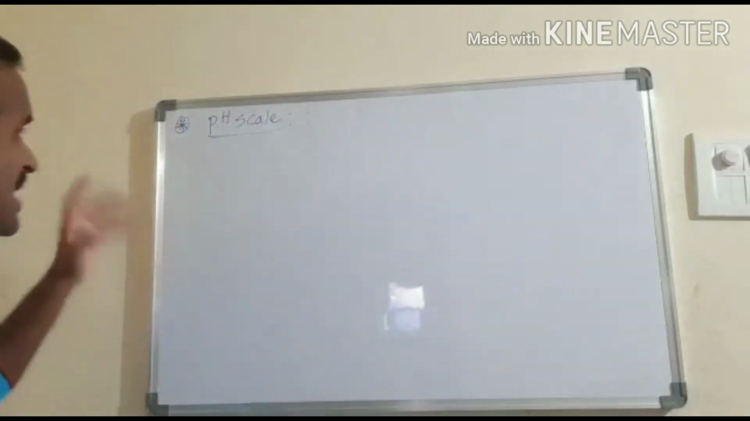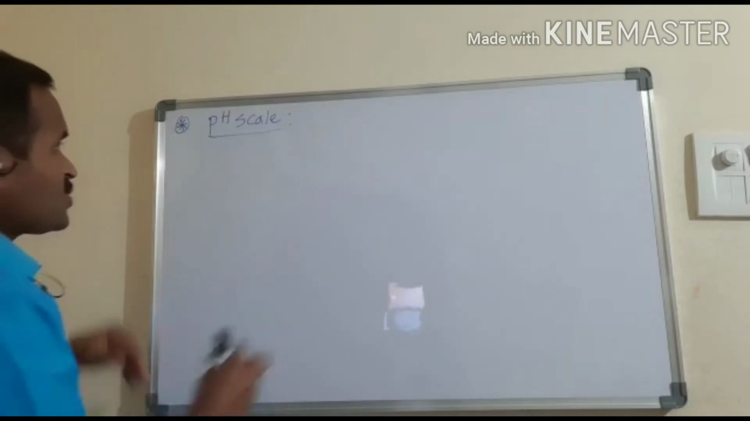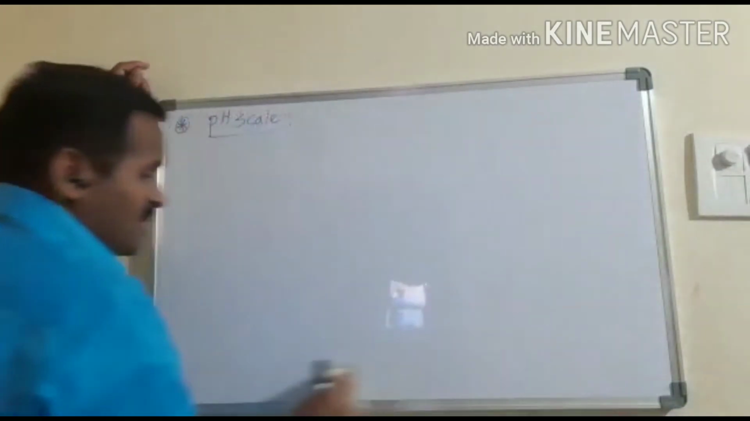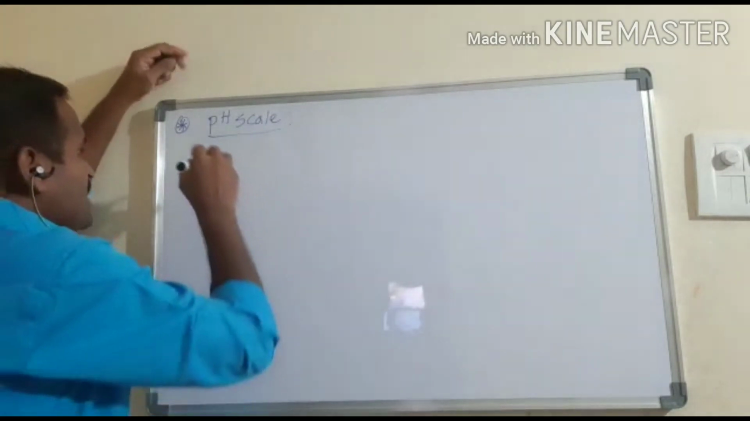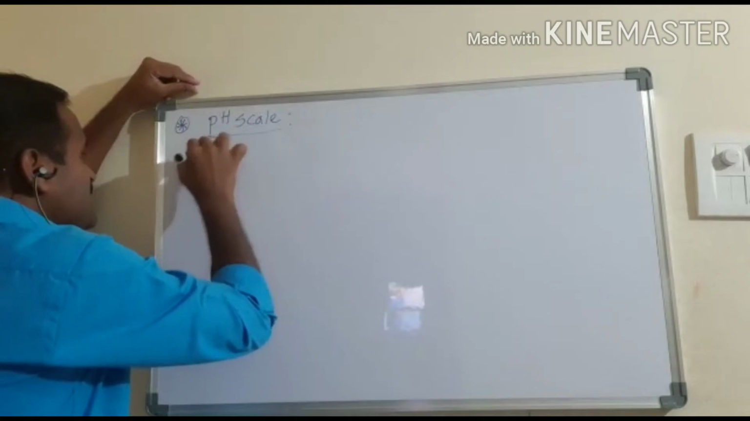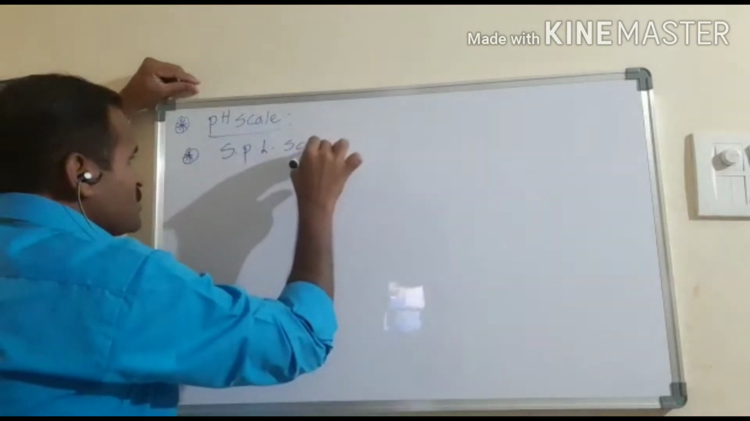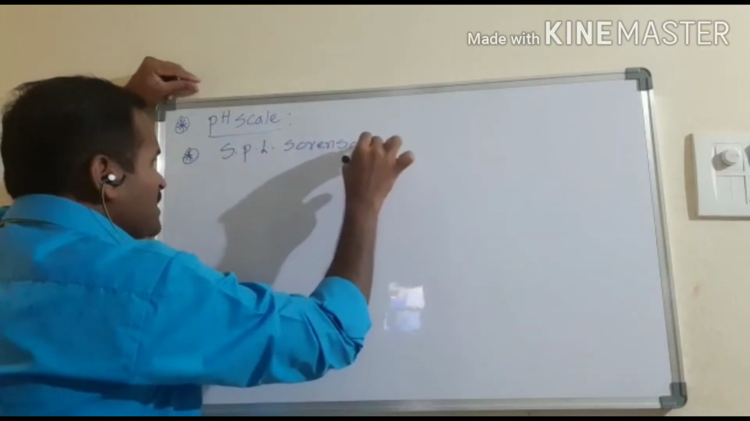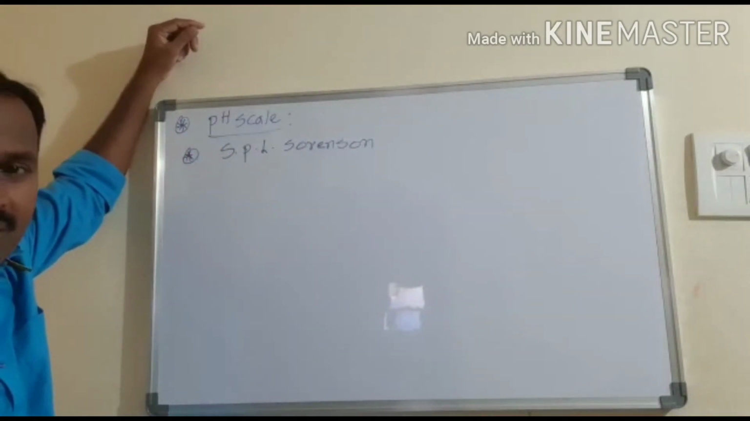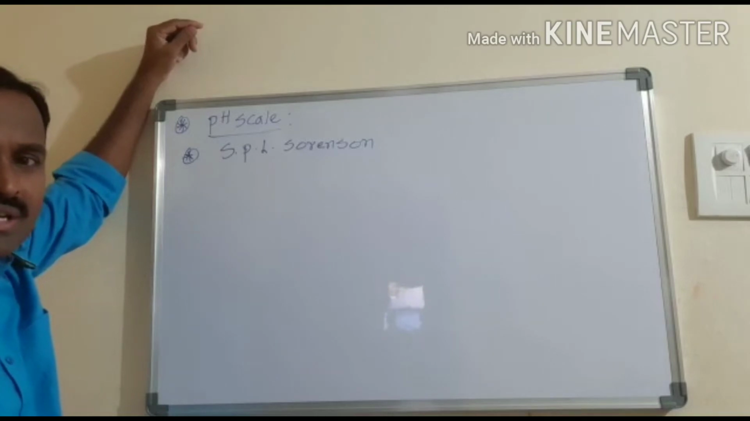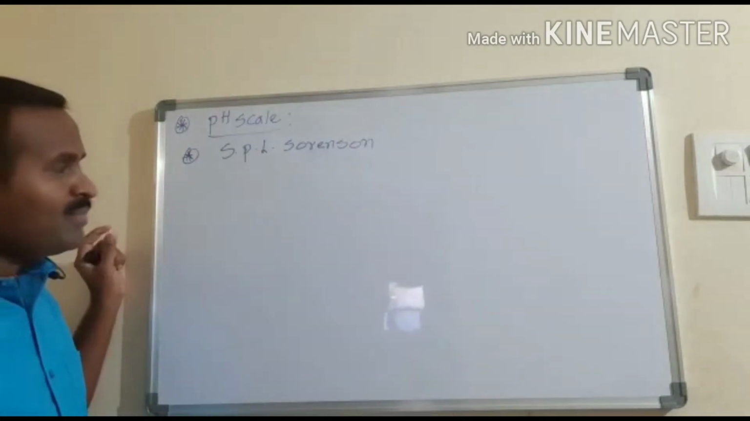Yeah, next topic is the pH scale. This pH scale was introduced by the scientist S.P.L. Sorensen to measure the H plus ion concentration, or the H3O plus ion concentration.